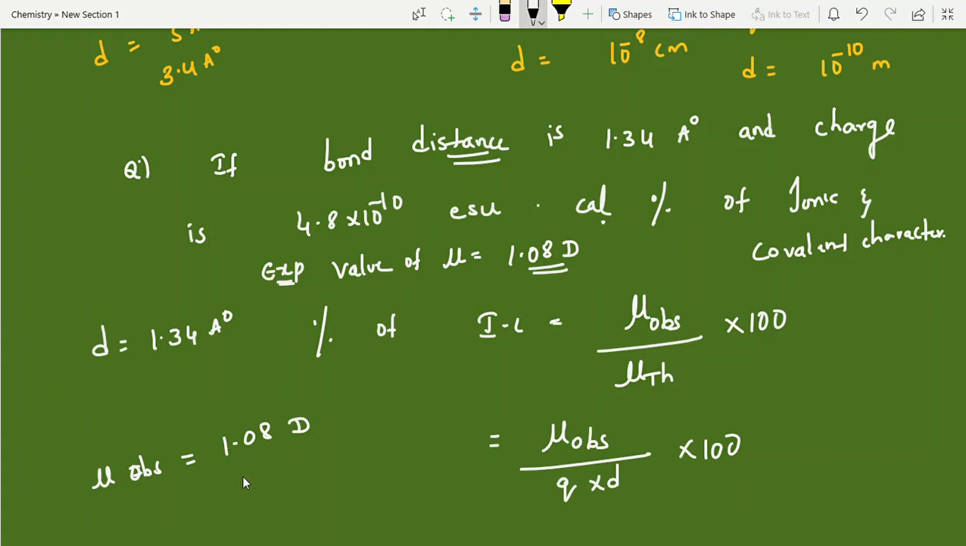Now, D you know. Next, what about Q, students? Q is the charge they have given. Q equals 4.8 into 10 to the power of minus 10 electrostatic units. Electrostatic units are CGS units, right? So that is the reason. What are we taking here? 1.34 into 10 to the power of what are the values I had given?